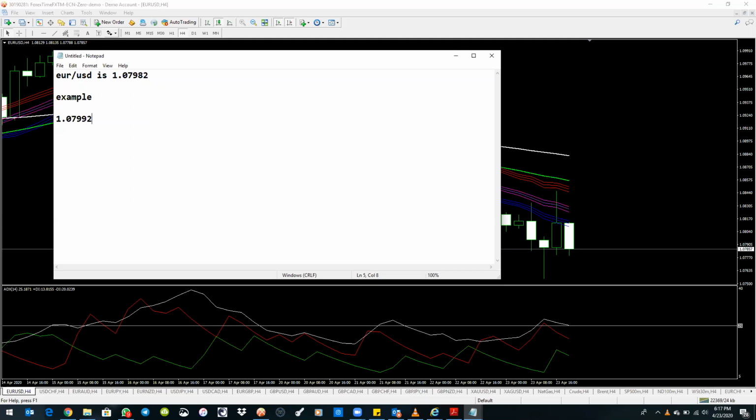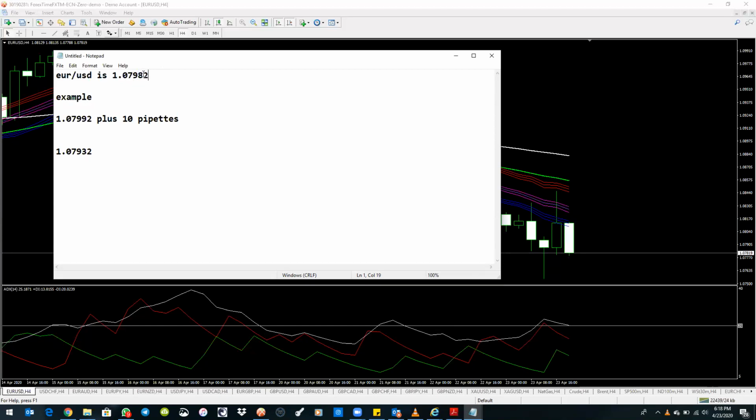992. Exactly. And if we say that it has gone up, this is plus 10. And if we say it has gone down 50 pipettes, it will be 1.07932. 932, yes, 932. So you just minus or you add whatever number you have. If it's 300, you just keep going like that.